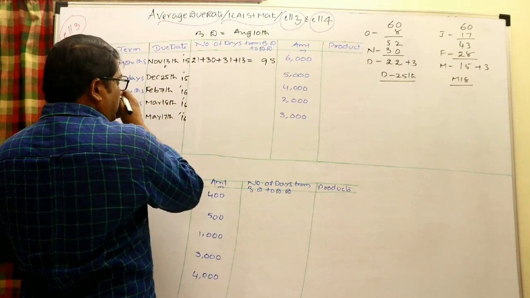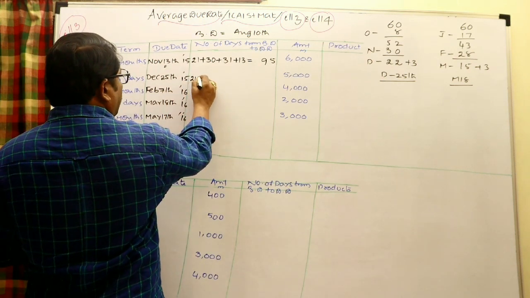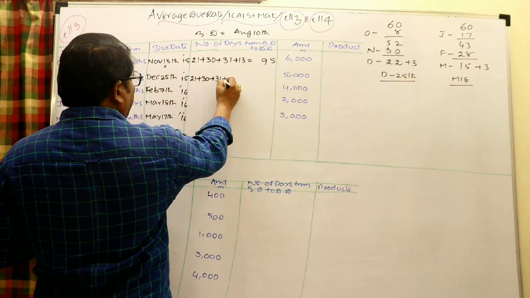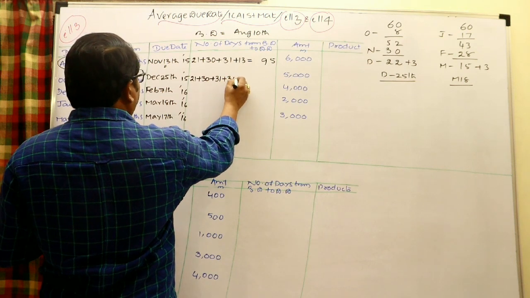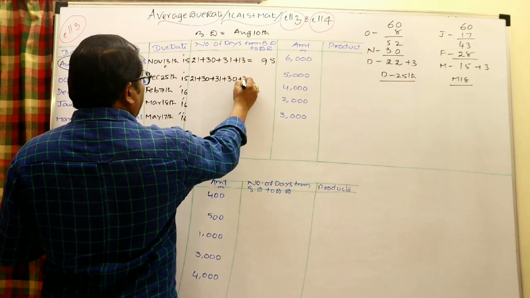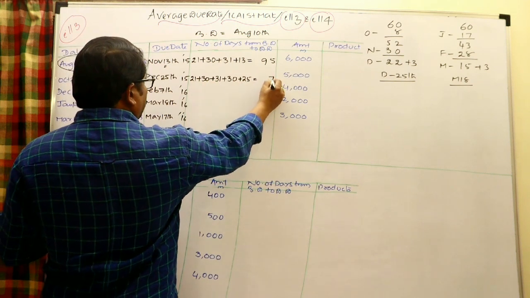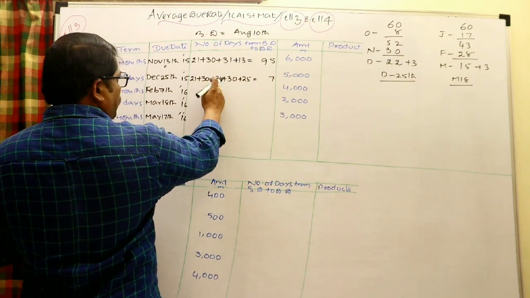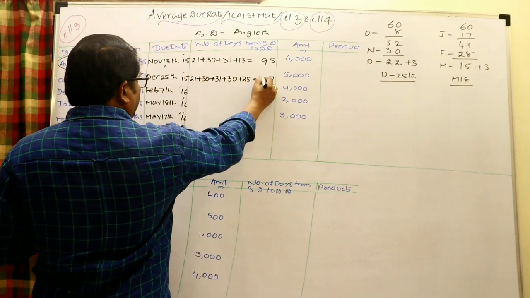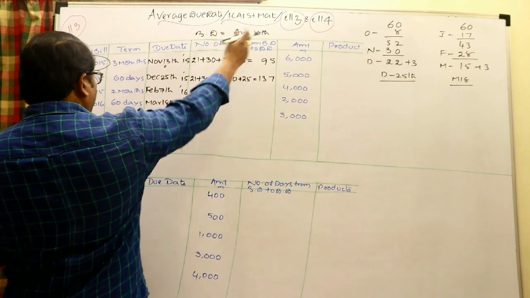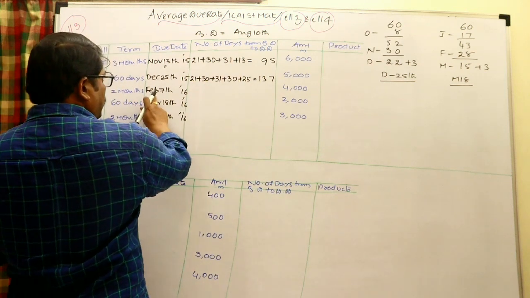Okay, again, coming back to August 10th to December 25th. December 25th in the sense August 21 days, September, October, November, December. That makes 137 days.